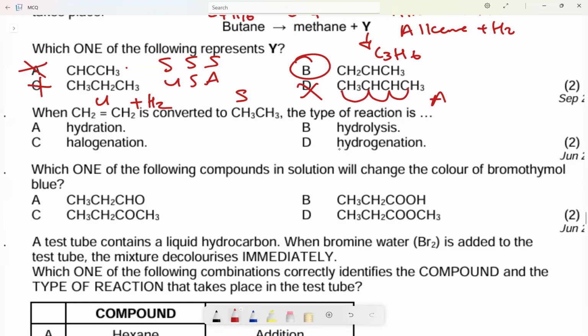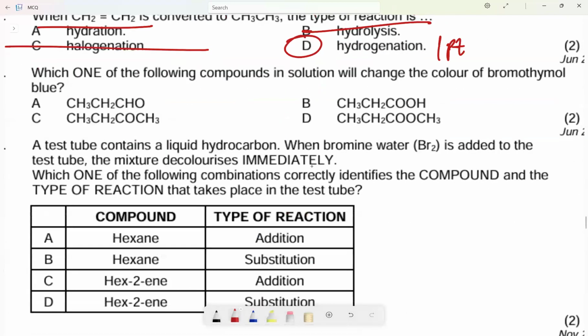Not hydration, because I'm not adding water. It is hydrogenation, because I'm adding hydrogen. The type of reaction is hydrogenation, not hydrolysis, not hydration, not halogenation. It is hydrogenation, and it needs a platinum catalyst. Which one of the following compounds in solution will change color in bromothymol blue?